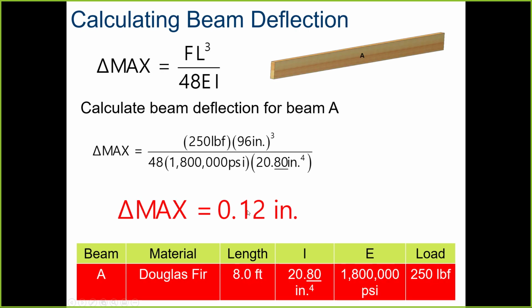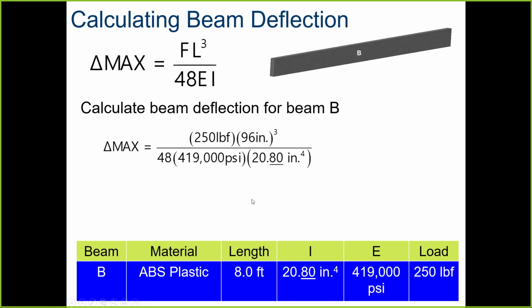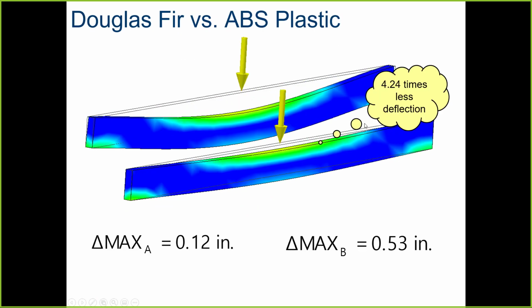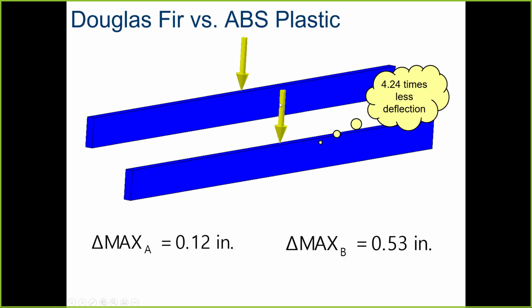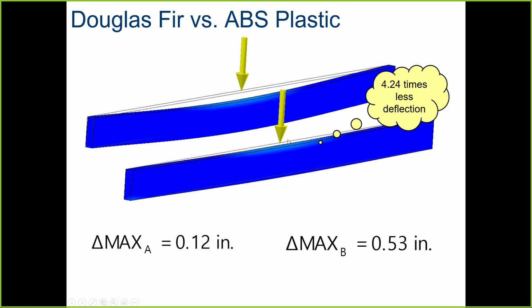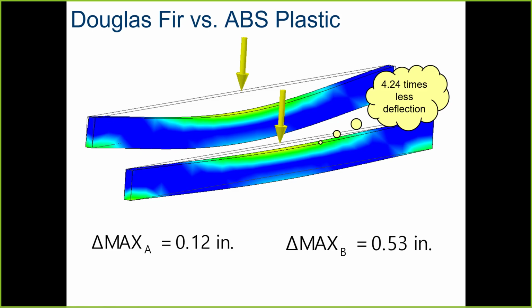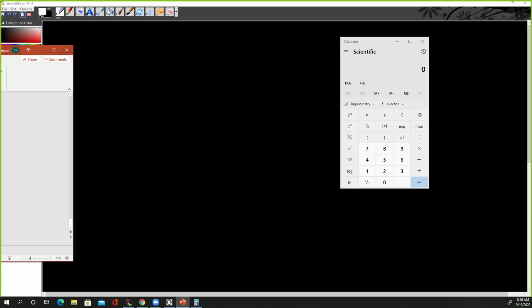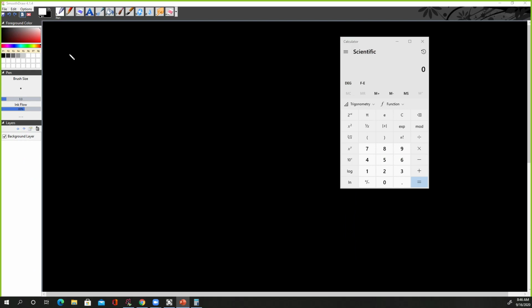How much was the other one? 0.12 inches. So not even 1/8 of an inch, almost an eighth of an inch. This one bent a half an inch. So a huge difference, 4.24 times more. So one's going to bend 4.24 times more than the other one. And why? Only because of the material, the E, the modulus of elasticity. They're different materials. One's wood, one's plastic. All right. So I'm going to do a quick practice problem here with you guys, and then set you loose.